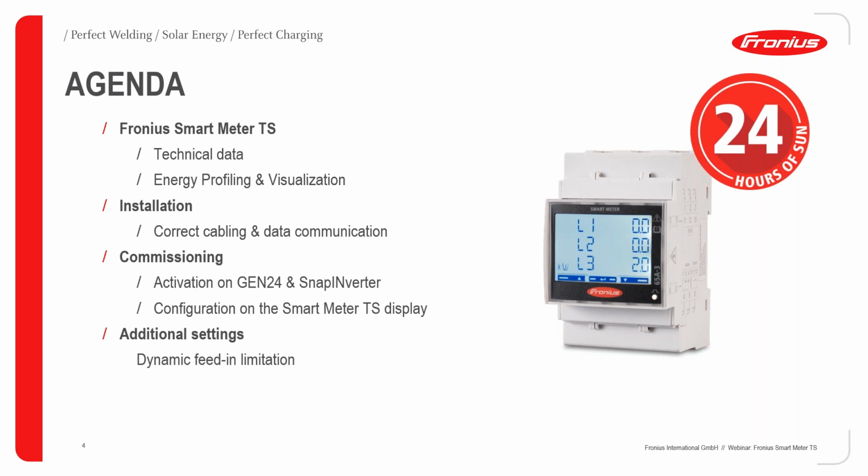On one hand, we look at the new Gen24 inverter, but on the other hand, also at the SNAP INVERTER, because it will be compatible with both of them. Also, there is the possibility to configure something on the Smart Meter TS, and we will take a closer look at when and how we need to do this. And last but not least, we take a closer look at additional settings which can be set on a system which has a Fronius Smart Meter installed, for example, the dynamic feed-in limitation. But more on that later on.